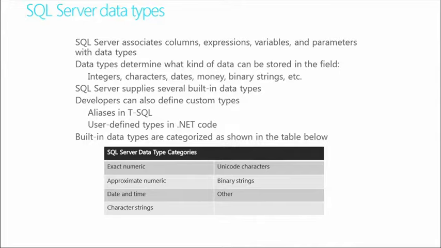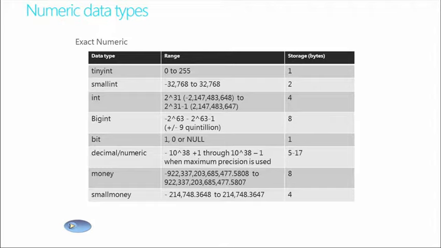Let's begin with data types, because this is very important when you're adding your content or creating the objects that are going to be created here. They kind of fall into seven general categories: exact numeric, approximate numeric, date and time, character strings, Unicode characters, binary strings, and then some other ones that fall into the catch-all category. SQL Server supplies several built-in data types within these categories, like ints, so integers, or characters, or dates, or binary strings. So we're going to begin by talking about exact numbers.